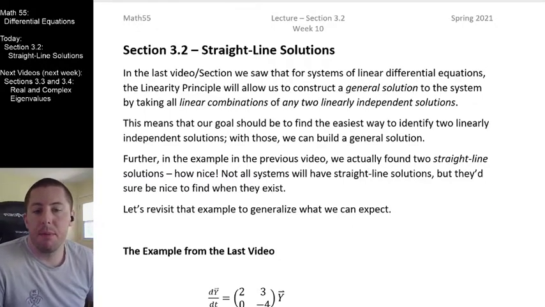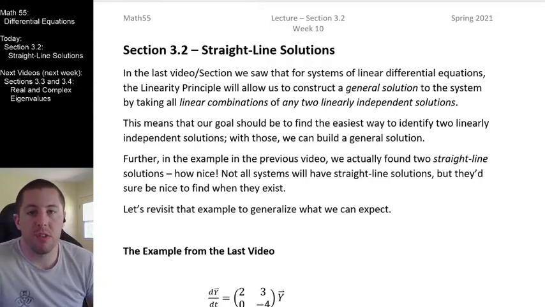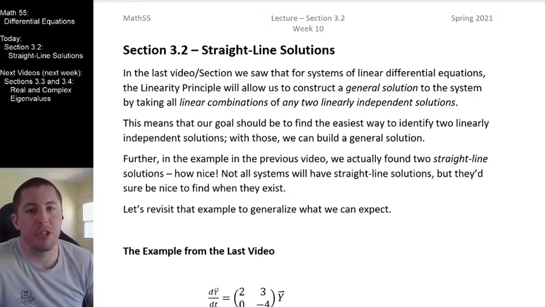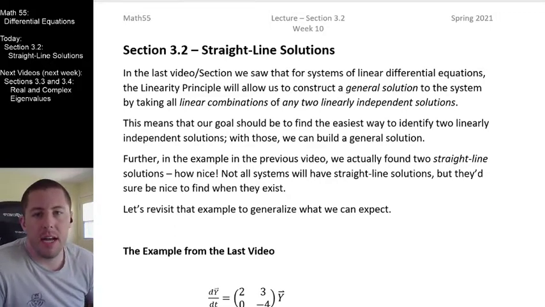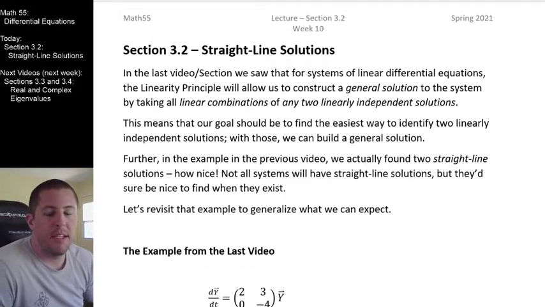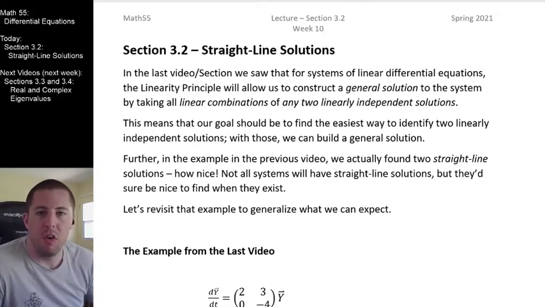Further, in the example in the previous video, the two solutions that we were using to construct our general solution were actually straight line solutions. That was something specially picked out by the book, but we're going to hunt for them today. Because that's really nice, right? If I were to say we need to identify some curves in the plane, I'm hoping you're all hoping that they're straight lines. It's the easiest curves there are.